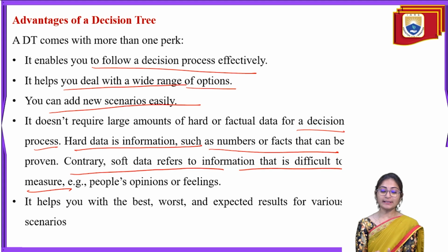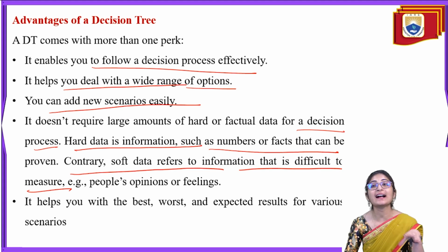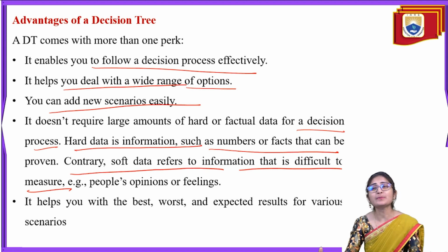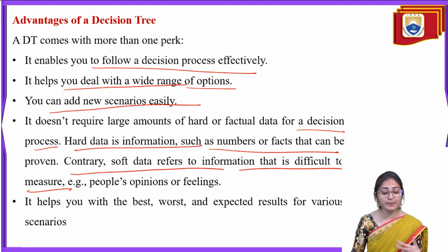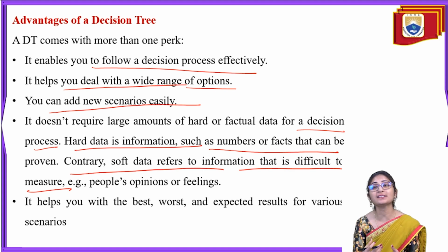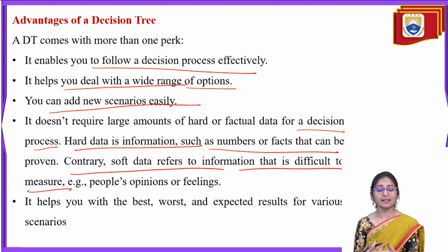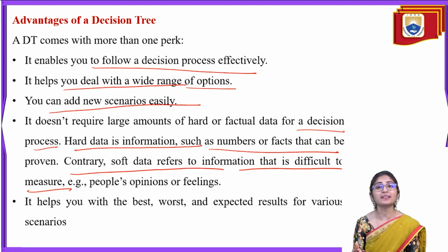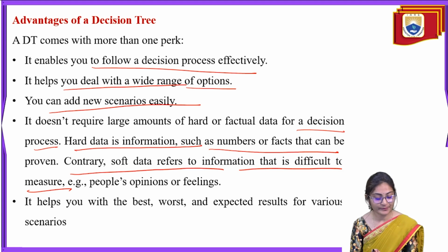So actually this decision tree is not containing any hard or factual data. What is meant by the hard data? Hard data means numbers or facts which we need to prove. And soft data means just information which is very difficult to measure, like people's opinion. We can't measure or count people's opinion. Feelings, we can't count. We can't measure the feelings.